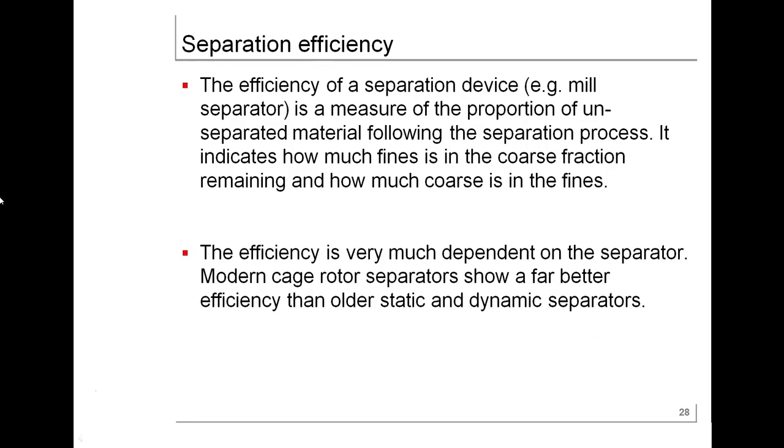Separation efficiency: the efficiency of a separation device is a measure of the proportion of unseparated material following the separation process. It indicates how much fines is in the remaining coarse fraction and how much coarse is in the fines. The efficiency very much depends on the separator. A modern cage rotor separator shows far better efficiency than older static and dynamic separators.